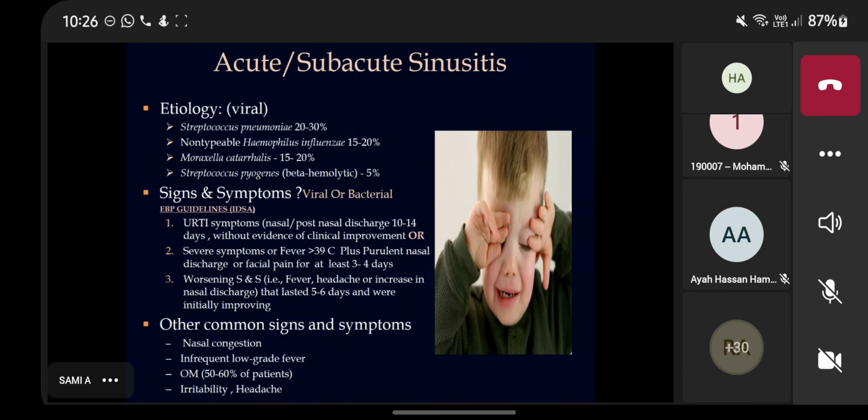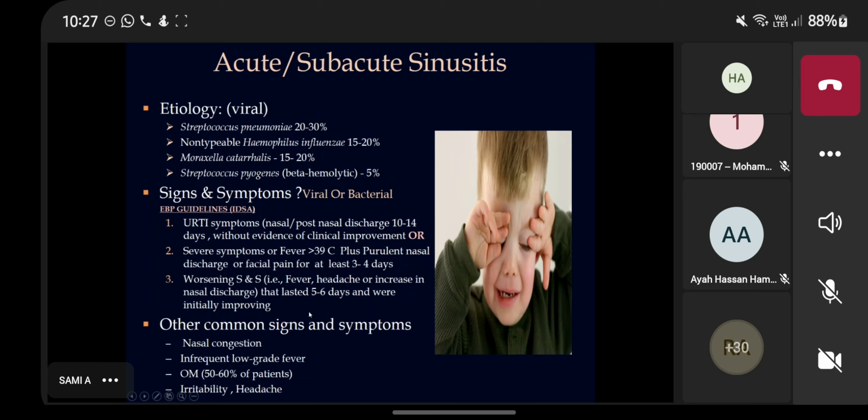Now, in terms of bacteria, it's easy for you to remember that the same bacterial pathogens causing otitis media are the same causing sinusitis. Now, again, to differentiate between viral versus bacterial sinusitis, the Infectious Disease Society of America established a guideline which helps physicians to make this differentiation.